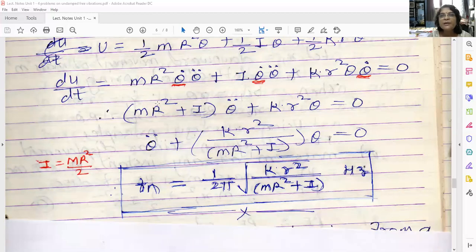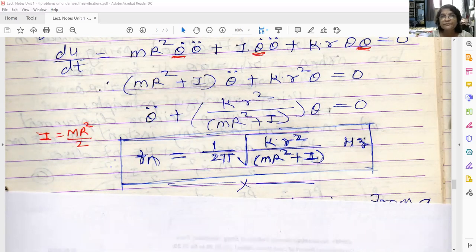m r square plus I, because here also the theta double dot term is there, and here also the theta double dot term is there. So you can take theta double dot common. So (m r square plus I) theta double dot plus K r square theta is equal to 0. Remember, theta dot will never come in the undamped free vibration. If theta dot is coming, something is wrong, and you have to check your equation.